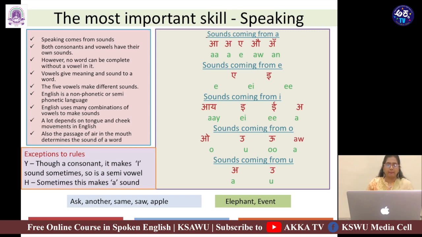Sounds coming from I. The vowel I makes sounds I, E, A. Sometimes it's a long E also, in very rare cases, but some words from I: idea, ink, receive, joke. Let's look at some sounds coming from O. O makes basic sounds O, oo, and aw.